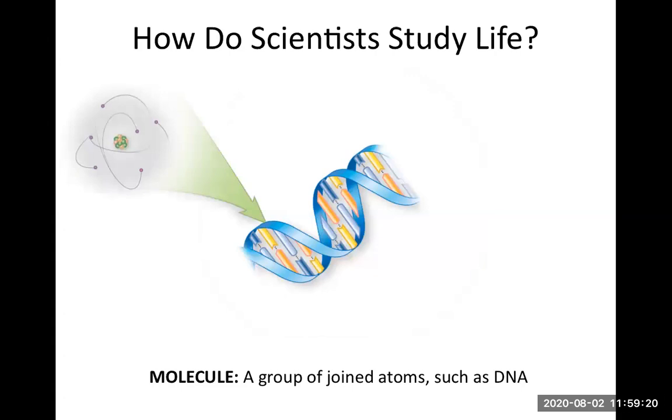So atoms, the smallest unit of a pure substance, is an element. If we have more than one atom, we have a molecule. So this is a molecule being shown. It's called DNA. It's one of our biological molecules, which you know about from this week's reading.